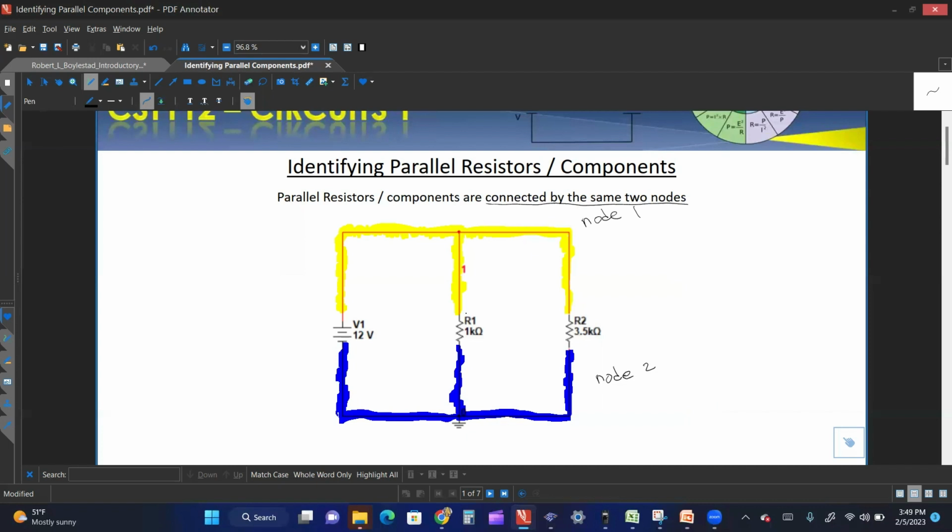So if you compare R1 to R2, R1 is connected to node 1, and R2 is connected to node 2. Now, this one is considered to be in parallel because R2 is connected to the same nodes, node 1 and node 2, and also the voltage source. The voltage source is in parallel with R1 and R2 because it meets the criteria of being connected to the same two nodes. All right, so let's move on to the next example.